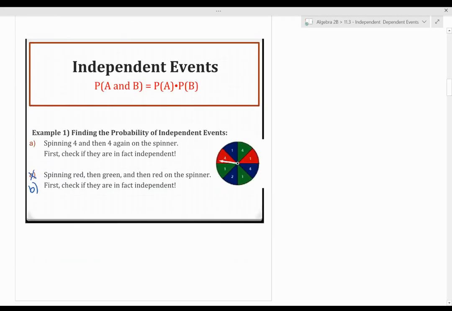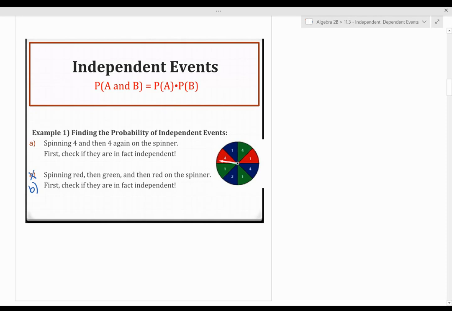So let's look at a scenario here. Example 1, find the probability of independent events. So let's say we're talking about a spinner, like a game spinner. Maybe you've seen one in Twister or Life. So the game Life, not just Life itself. But you are playing with a game spinner, and you want to know the probability of spinning a 4 and then a 4 again on the second spin.